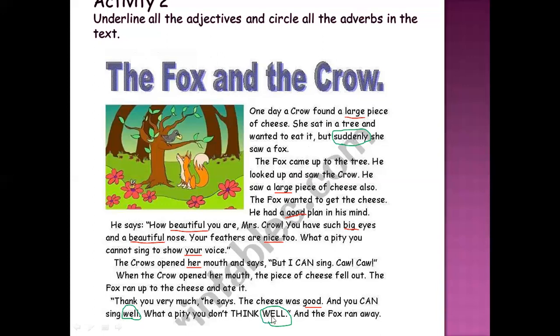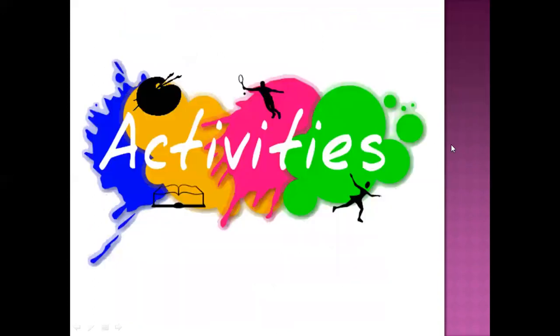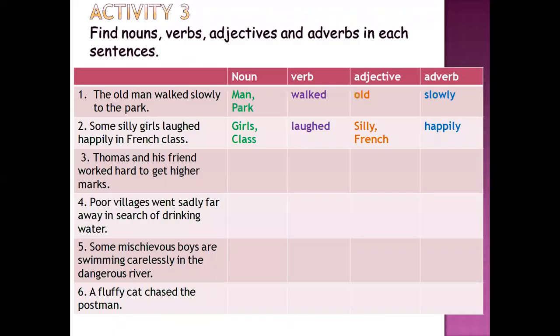Here also the same adverb, will. Okay, children. These are the adjectives and adverbs given in this text. Let's move on. Shall we do some interesting activities? Yes, activity 3. Find out nouns, verbs, adjectives, and adverbs in each sentence.